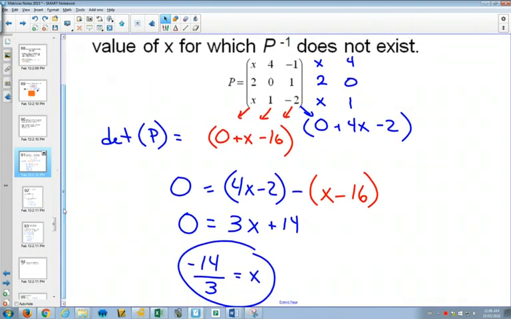If x happened to have been negative 14 over 3, then that inverse wouldn't have existed. Again, the same thing here for the red ones: I put them together and then subtracted them all at once.